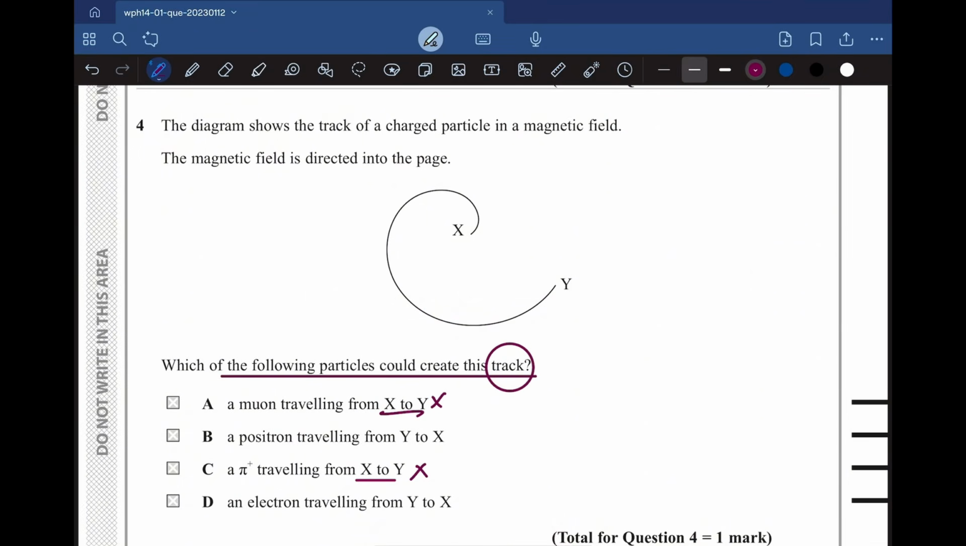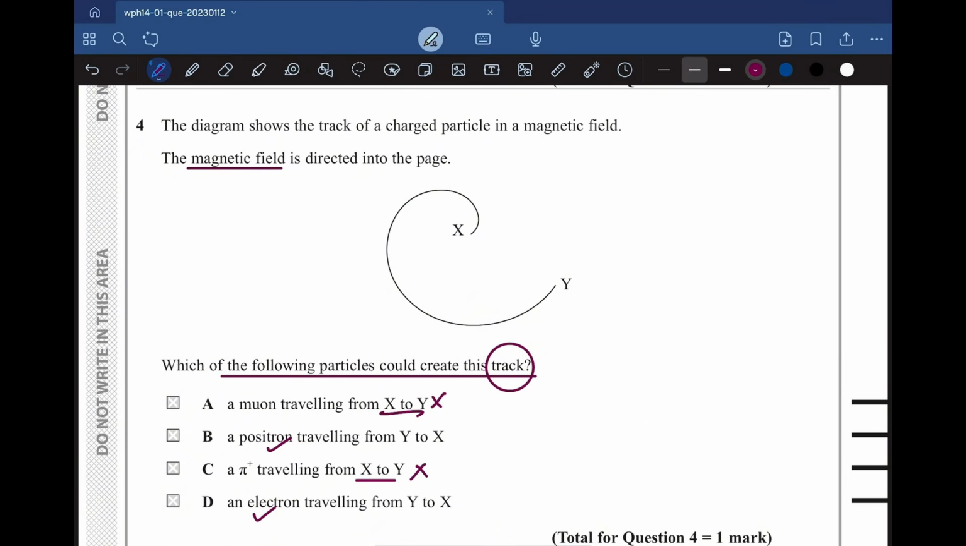Now the question remains whether it is a positron or an electron, I mean whether it is a positively charged particle or a negatively charged particle. We know the magnetic field is directed into the page, and as the magnetic field is directed into the page, we will have to use Fleming's left hand rule right here.